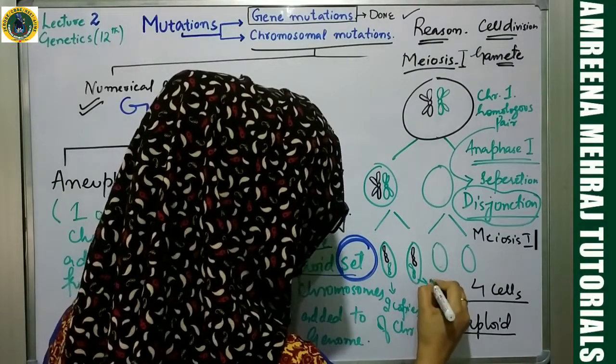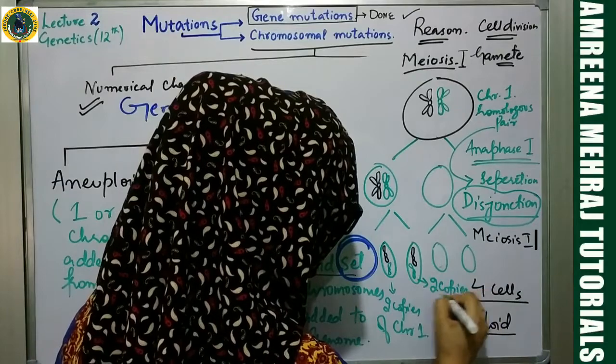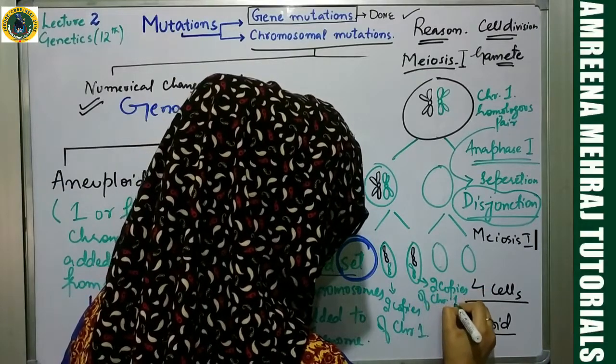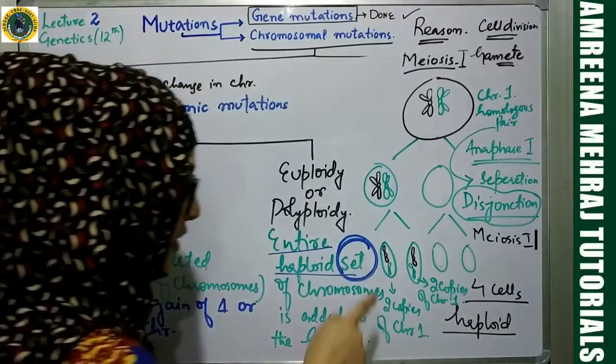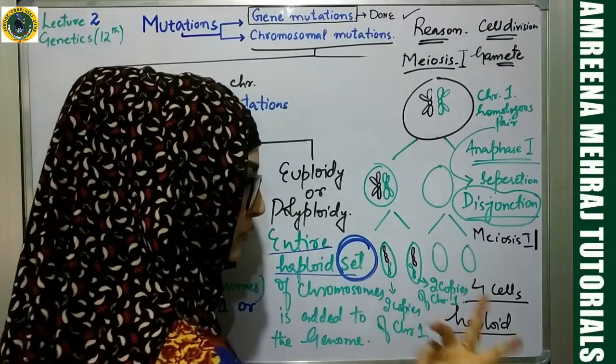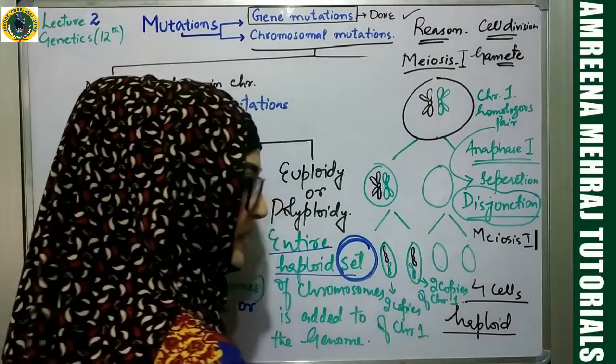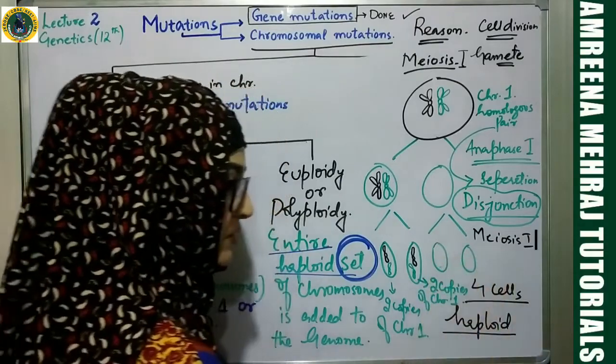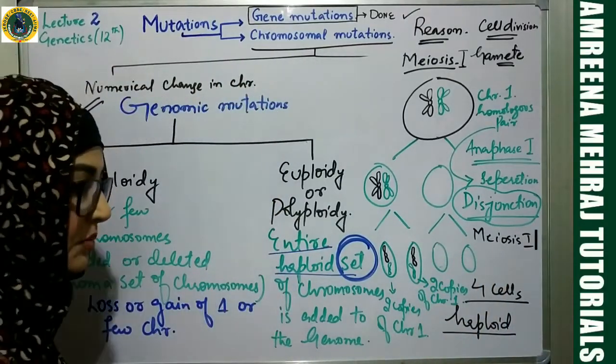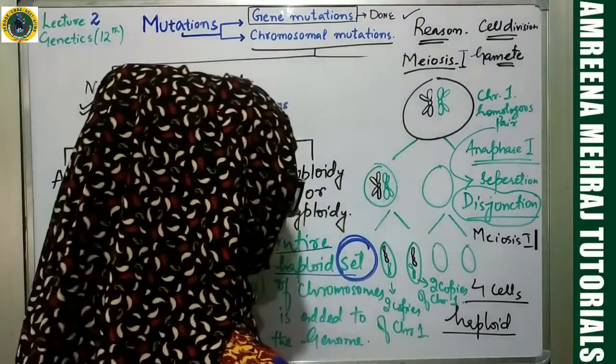This is also having 2 copies of chromosome number 1. Okay, so here you have 2 copies of chromosome number 1. Here you have 2 copies of chromosome number 1. This gamete is not having chromosome number 1. This gamete is not having chromosome number 1. What could be the possibility, my dear students?